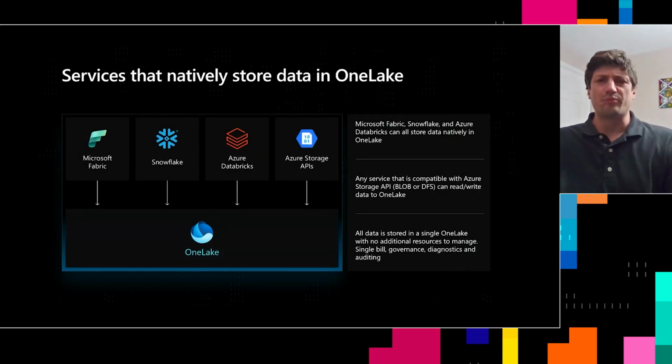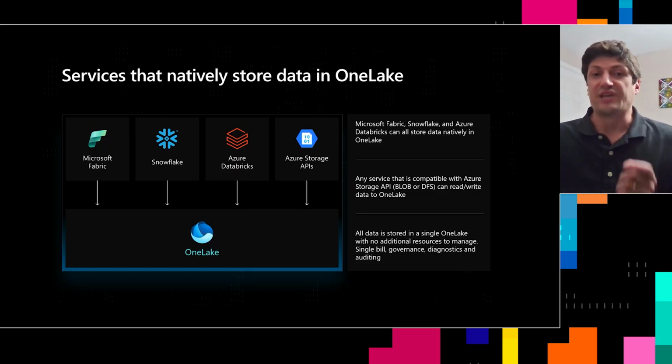So we've made a lot of improvements on how we physically store data in OneLake. Since launch, Microsoft Fabric has always stored its data within OneLake. And we recently announced that Snowflake can now also natively store its Iceberg tables in OneLake. We're also pleased to announce that now Azure Databricks is in preview with storing its data in OneLake as well. And this is in addition to anything else that can talk to Azure Storage. OneLake exposes the same ADLS and blob APIs, so any service that knows how to talk to storage can natively read or write to OneLake.